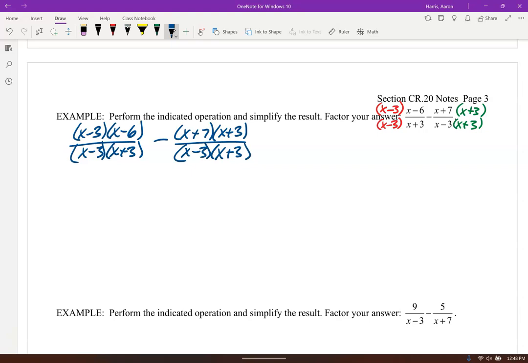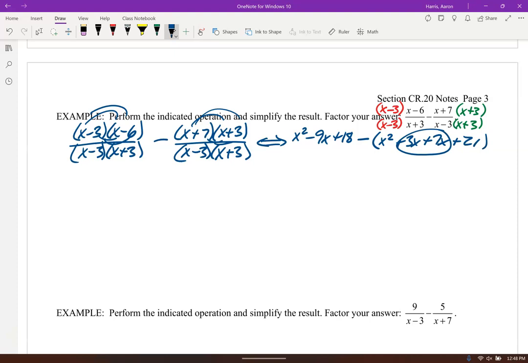So notice they have a common denominator, so this will simplify to the first one. And I'm going to go ahead and do that on both of these. So I have x squared minus 6x minus 3x plus 18 minus, now I'm going to FOIL this one, x squared plus 3x plus 7x plus 21. Oops, I should combine those to have 10x there. This is all over this common denominator.